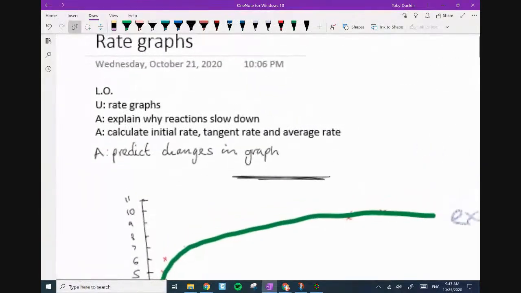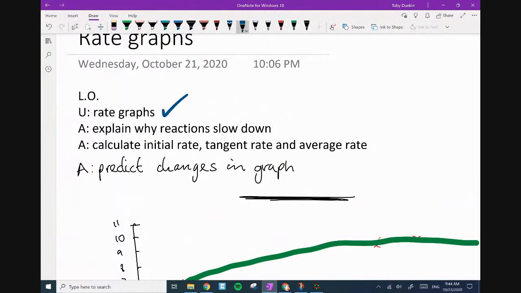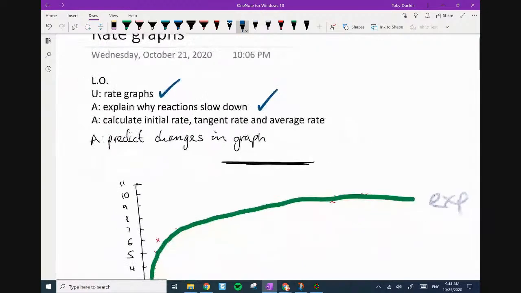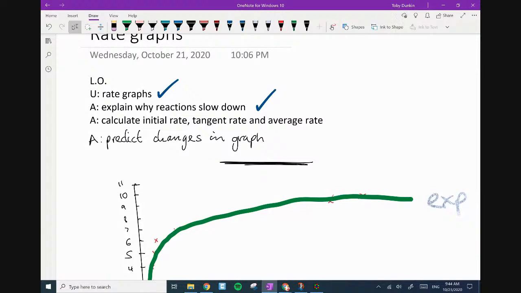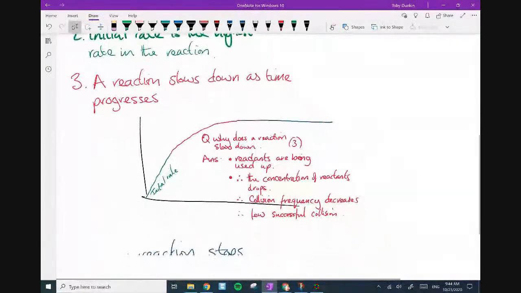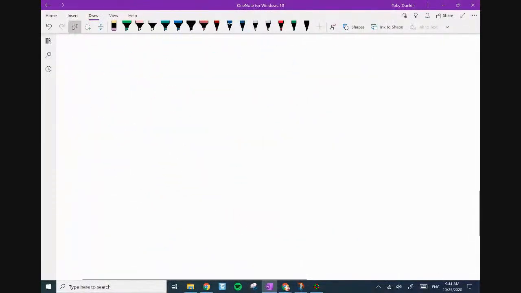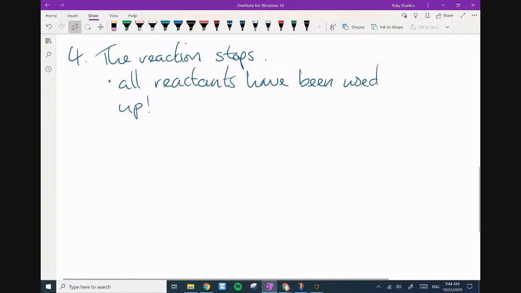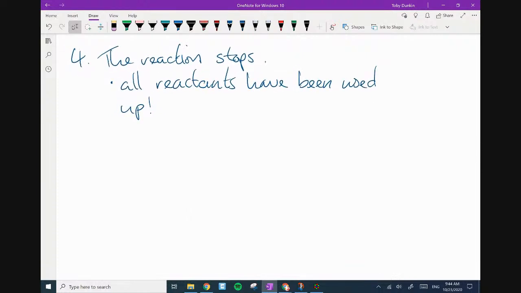So check my learning objectives. So understand rate graphs. Boom. Explain why reactions slow down. Boom. Loving this. Right. Calculating initial tangent and average rate. Okay, third learning objective. We're doing really, really well. Okay, at this point, I really need to start looking at real exam questions here.